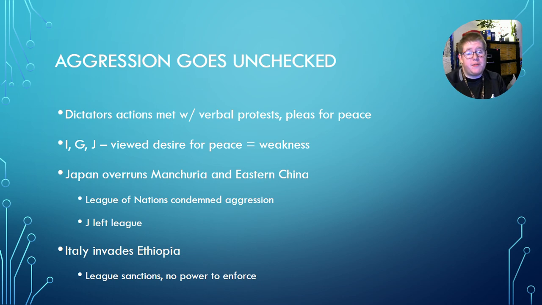So, Japan overruns Manchuria and eastern China. The League of Nations then condemns the aggression, but that's it. They don't do anything else about it. Japan leaves the League of Nations. At the same time, Italy invades Ethiopia. So the League enacts sanctions, but again, they have no power to enforce it. So nothing happens. They just get to keep expanding without any force or check to stop them.